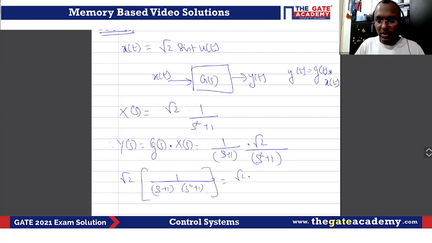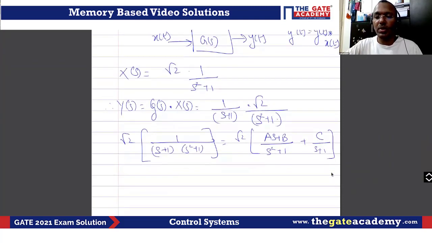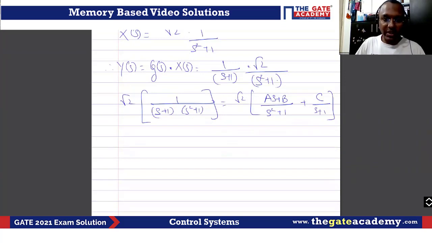I'm going to write this as as plus b divided by s square plus 1 plus c divided by s plus 1. I'm splitting into partial fractions. So standard rules of partial fraction, let's see. If I have to split, what will I get? 1 will be equal to as plus b into s plus 1 plus c into s square plus 1.